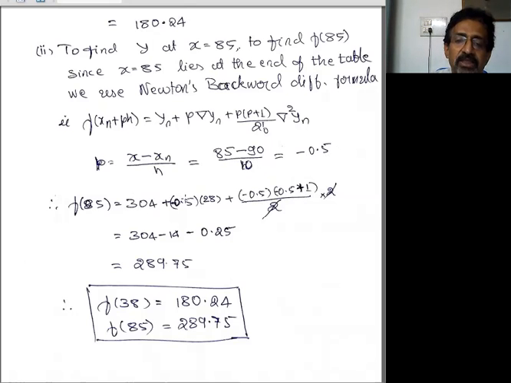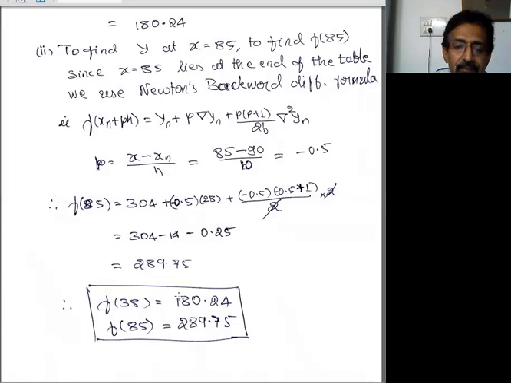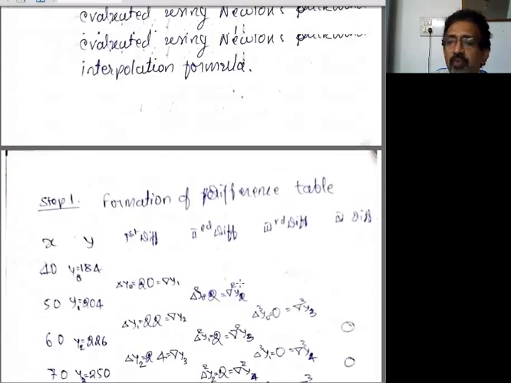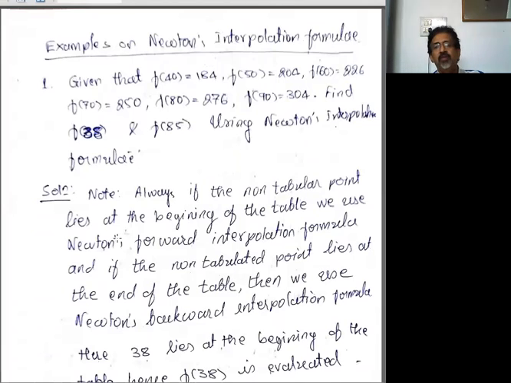So if I substitute the value of p, yn, nabla yn and nabla squared yn, I get this value. Yn is 304 plus minus 0.5, which is my p, times 28, then plus minus 0.5 into minus 0.5 plus 1 divided by 2 factorial, which is 2, into nabla squared y5, which is 2. So the 2 cancel. What do you get? 304 minus 14 minus 0.25. So the final answer is 289.75. Therefore F of 38 is 180.24 and F of 85 is 289.75. So like this, I can use Newton's forward and backward interpolation formulae to find the value of F at x equal to 38 and at x equal to 85. So this completes the solution of this problem.